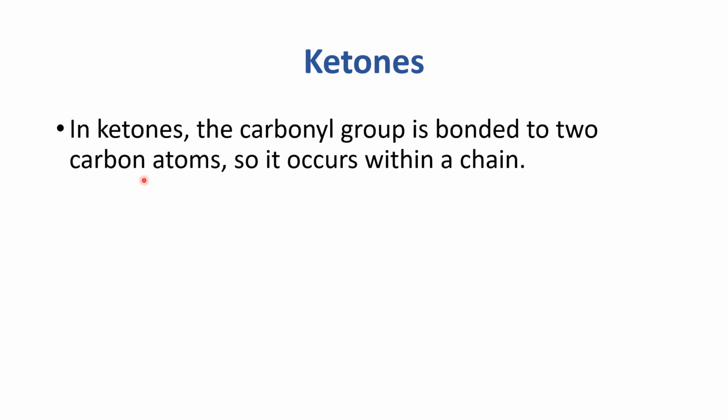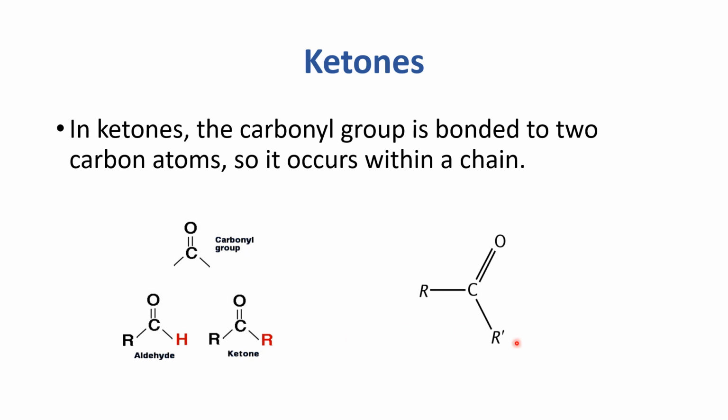Next we have the ketones. In ketones, the carbonyl group is bonded to two carbon atoms, so it occurs within a chain. Carbonyl group के दोनों sides पे carbon atoms हैं, so they would be ketones या आप alkyl groups भी कह सकते हैं. So क्योंकि दोनों साइड पे कार्बन है तो ये चेन के दरमियान में भी फिट हो सकता है.